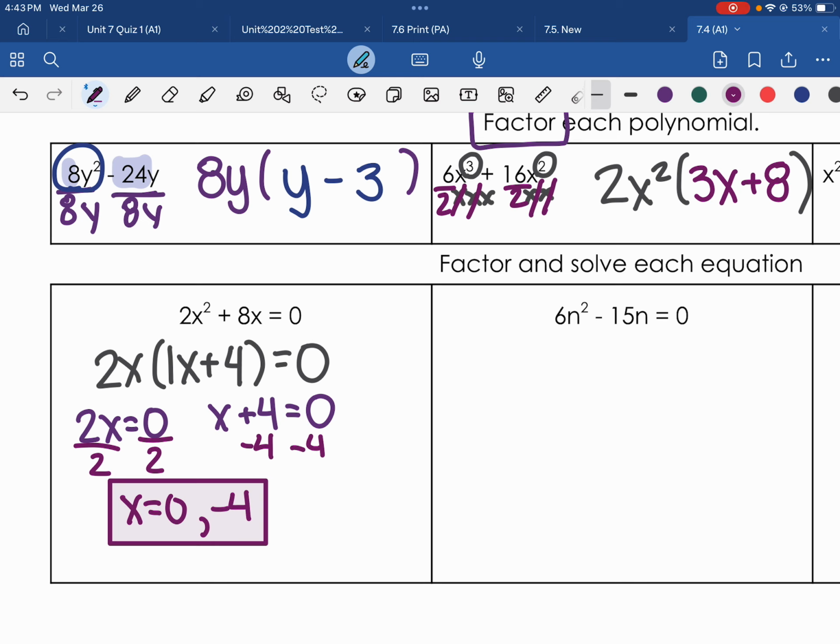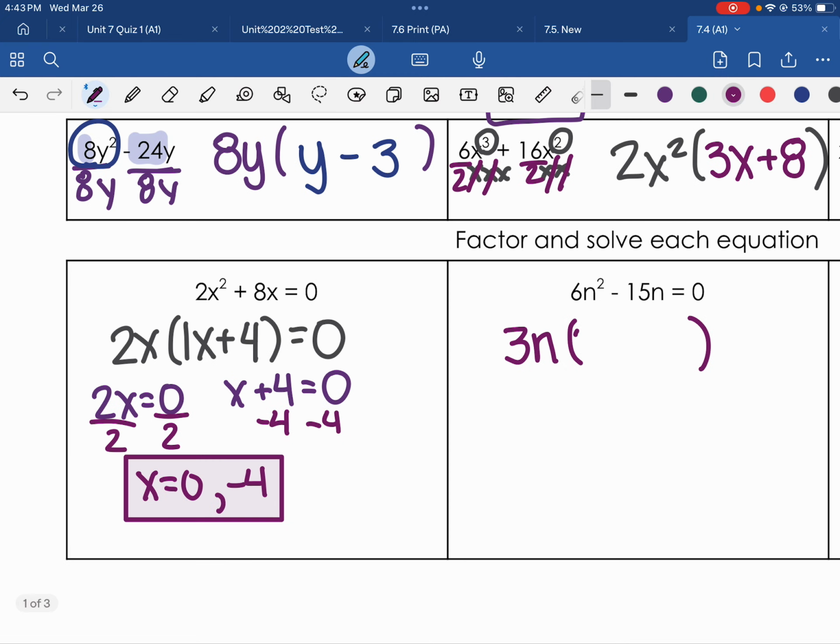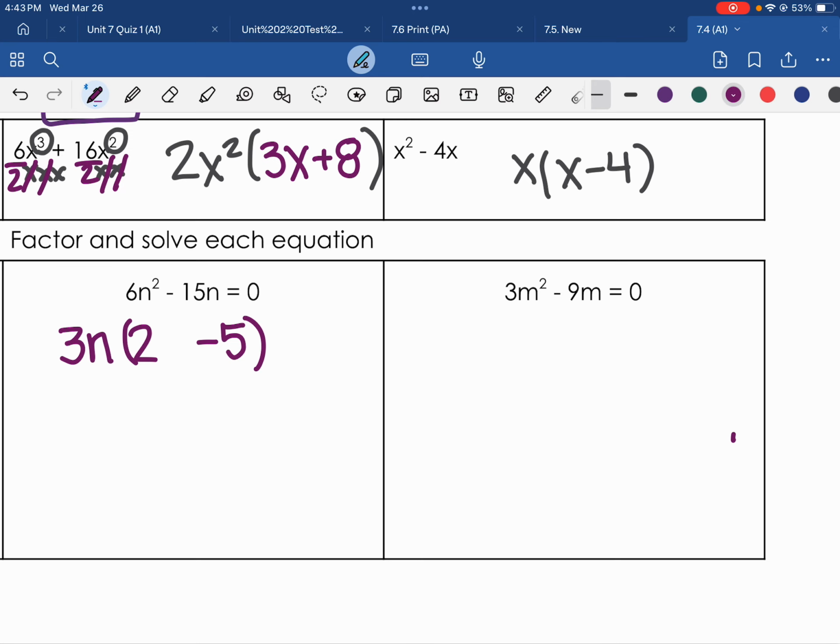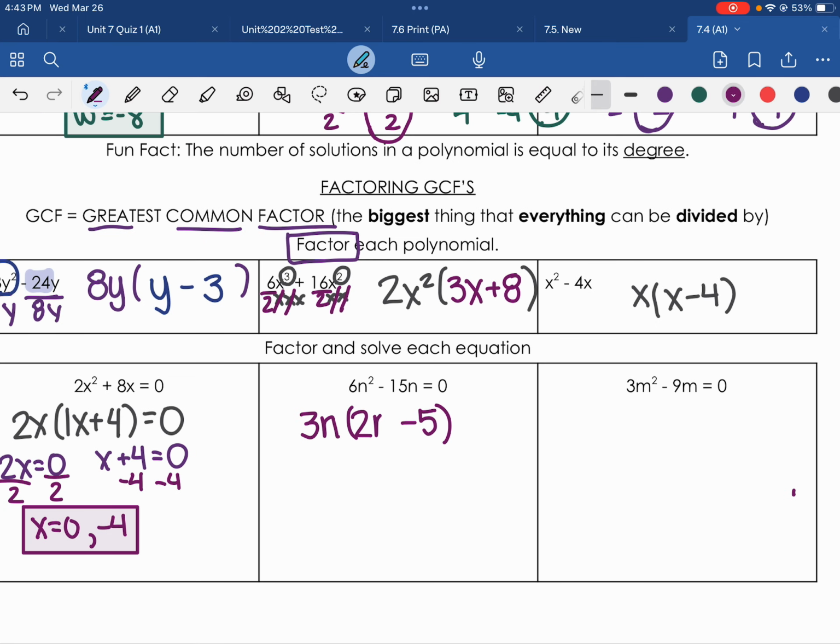Six n squared minus 15n. I can't divide both of those by 6, but I can divide both of them by 3 and an n. 6 divided by 3 is 2. Negative 15 divided by 3 is negative 5. And then take a power away from n. The n squared turns into n, and the other n disappears.